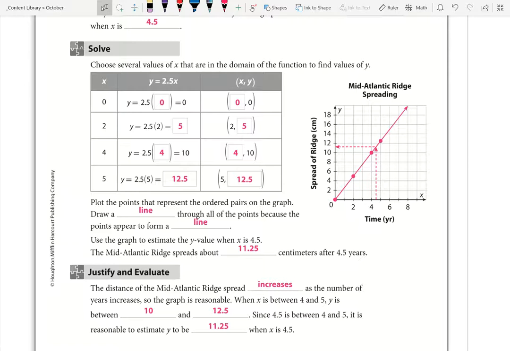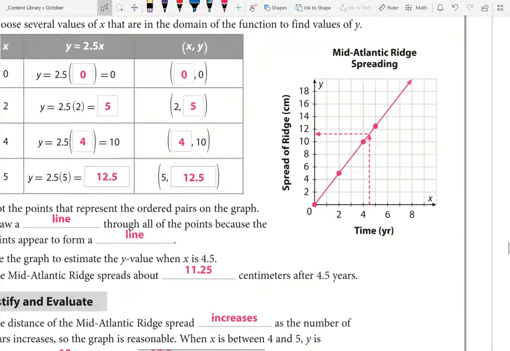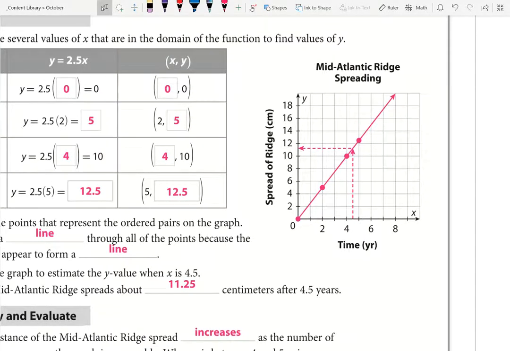At 2, when they plug 2 in, 2.5 times 2 is 5. So they get the output of 5. 2 years is 5 centimeters. So they plot that point. They plugged in 4. 2.5 times 4 makes 10. So 4 years, it's 10 centimeters. And they plugged in 5. 2.5 times 5 is 12.5. So they have the point 5, 12.5. And now those points are enough to get an idea that your graph looks like a line. So they connect those points with the line.